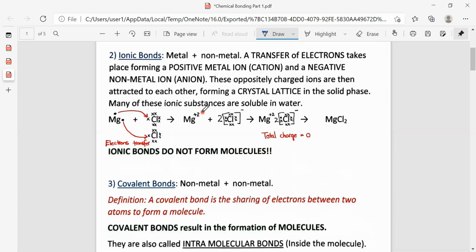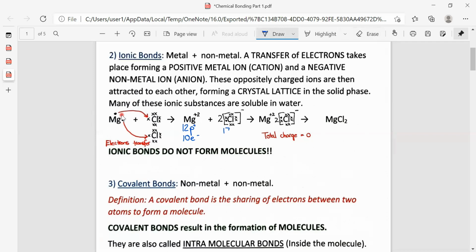Magnesium atoms have 12 protons and 12 electrons when they are neutral. So that's the situation. But now the magnesium still has 12 protons, but it's lost 2 electrons. So the magnesium, when it forms the cation, has 12 protons. It had 12 electrons, but now it's got 10 electrons. So it has a plus 2 charge.